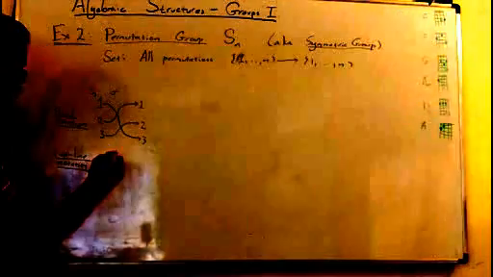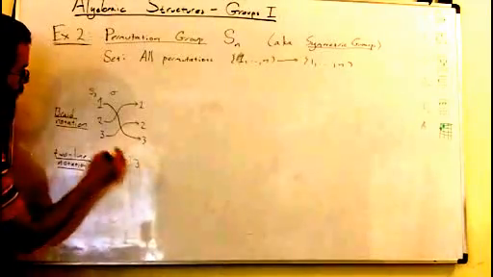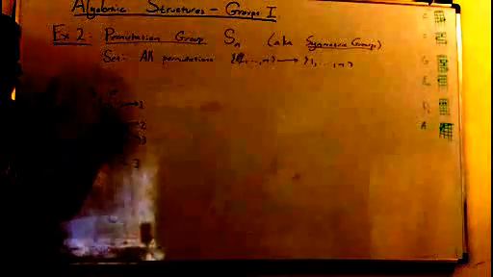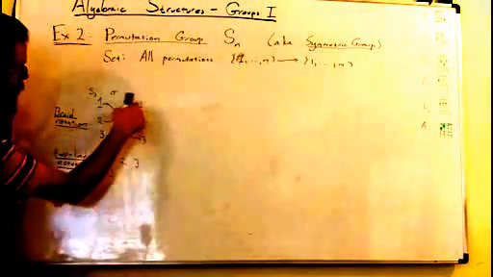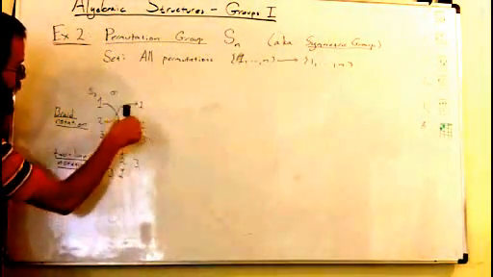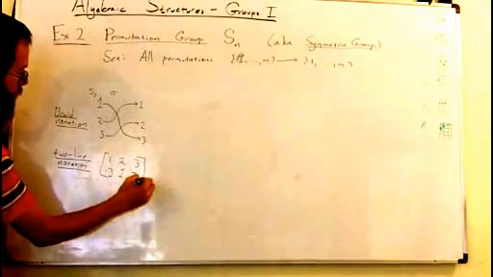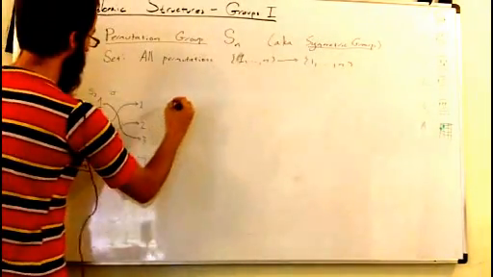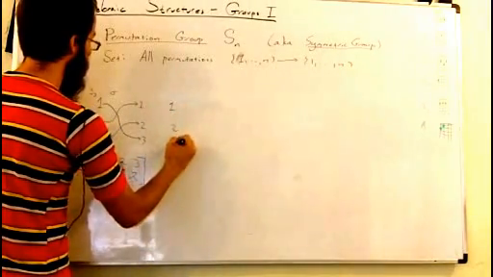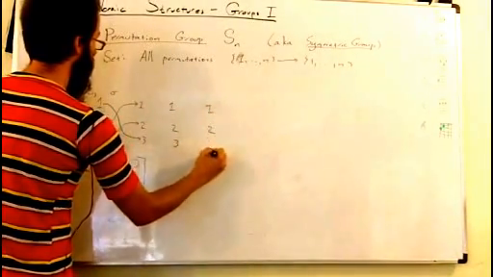There's also what we can call the two-line notation. And the two-line notation, you just write the numbers 1 up to n, and then where they get sent by sigma. So 1 here goes to 3, 2 goes to 1, and 3 goes to 2. Maybe I'll give you another example at the same time. So 1, 2, 3, 1, 2, 3.